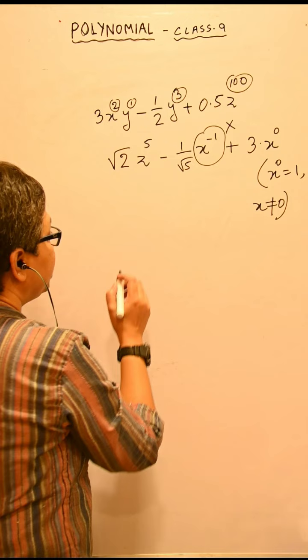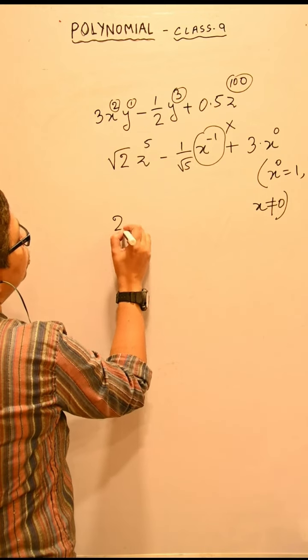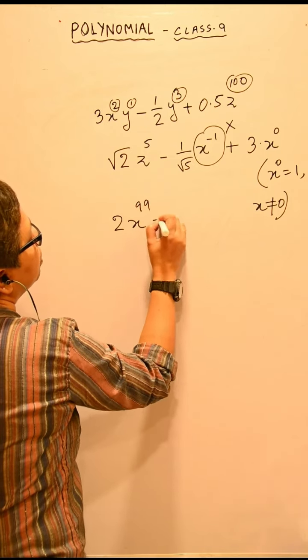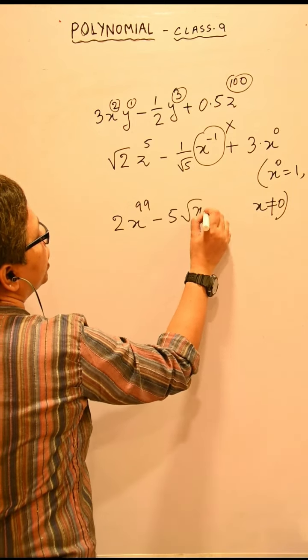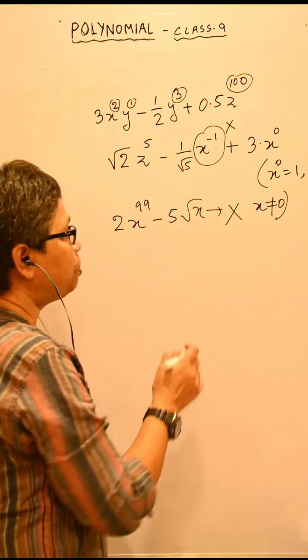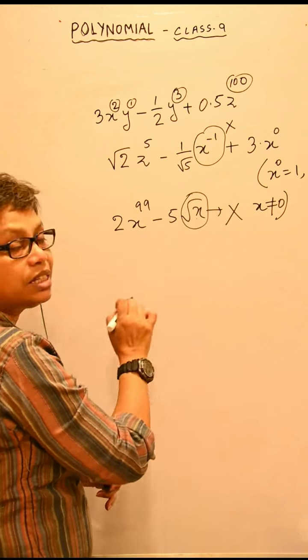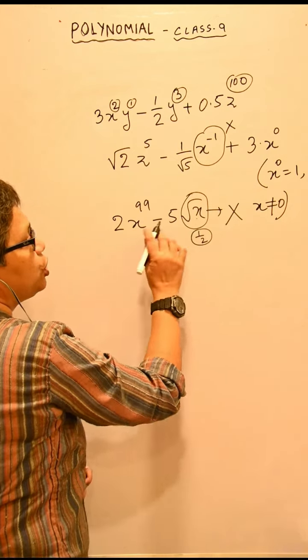Or if I have something like this, say 2 x to the power 99 minus 5 root x. So again, this is not a polynomial, because the power of x is here not a whole number, it is half. So this is not a polynomial.